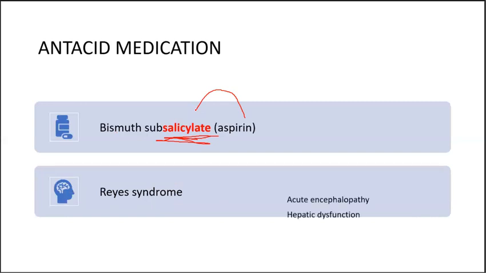So Reye's syndrome, what do you see? You see acute encephalopathy. You also see hepatic dysfunction. Those are the two common signs you will see with Reye's syndrome. Remember, it can develop in children with a recent viral illness, such as varicella or chickenpox, or if they have influenza, also called the flu. So again, if a child has a recent viral illness, such as varicella or chickenpox, or maybe the flu, the child can develop Reye's syndrome. So you don't want to give children with viral infections aspirin or any product containing salicylates.